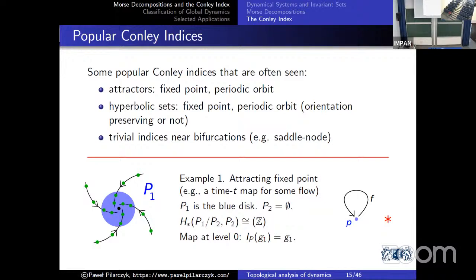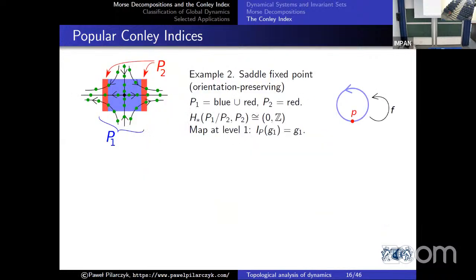The relative homology of the index pair is Z, because we have one connected component. This one doesn't count, and the map maps this connected component to itself. So the index map is the identity. The generator number one in homology is mapped to generator number one, to itself. Now, if we have a saddle point, then actually we can have two different cases.